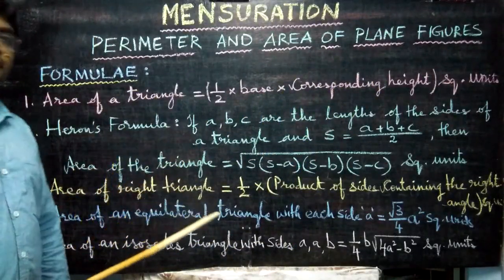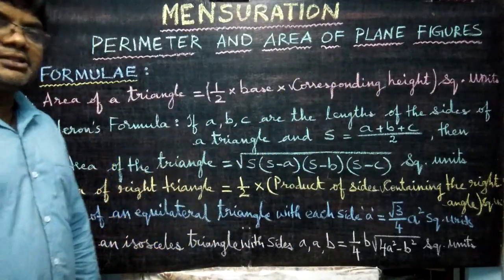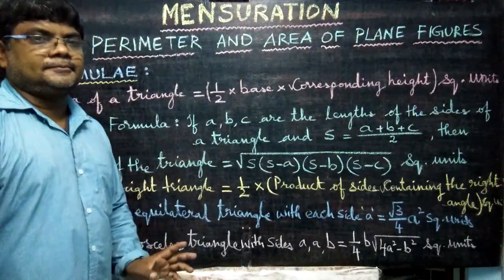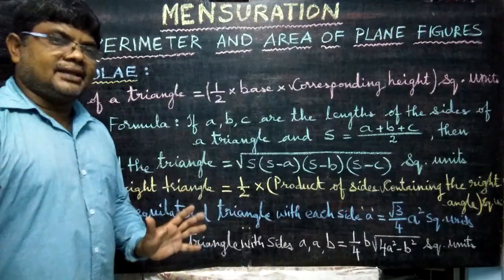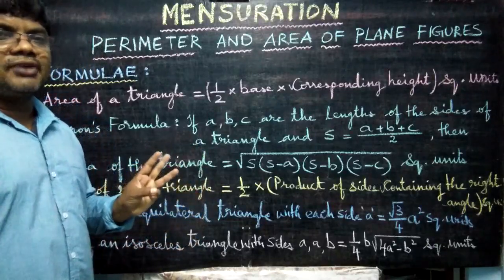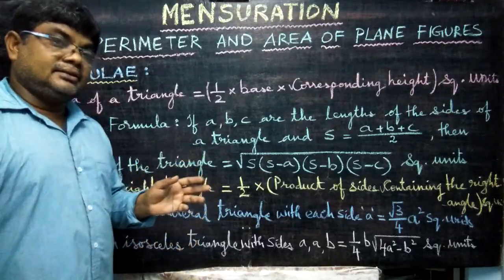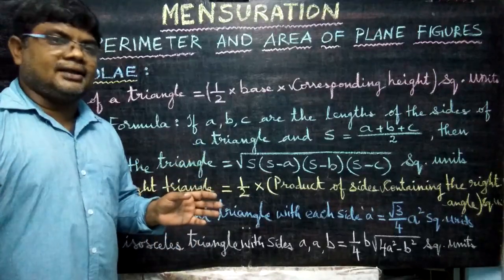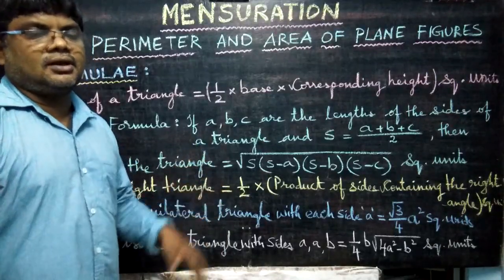Types of triangles, you know. Triangle means a three-sided closed figure. Three sides will be there, three angles will be there. So there are three types of triangles according to sides, and three types of triangles according to angles. This is not a new lesson, just recalling.